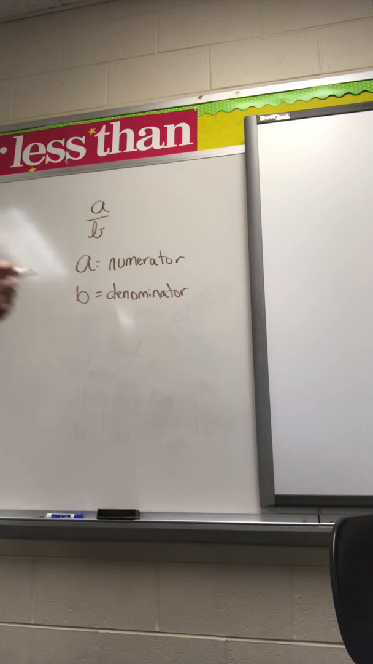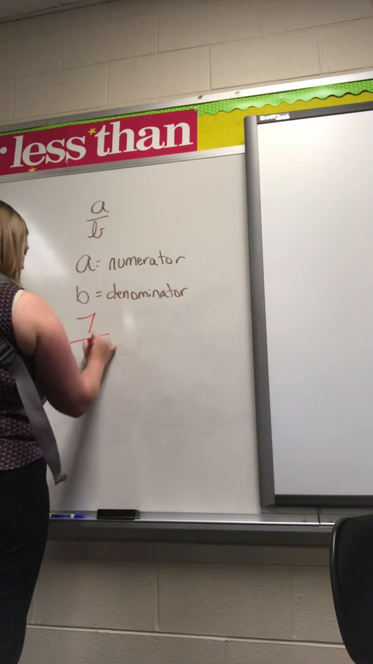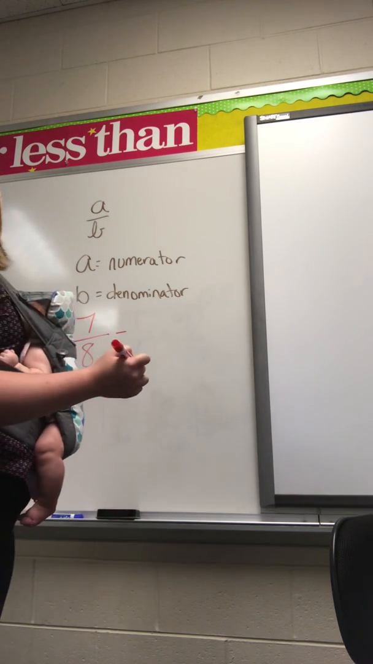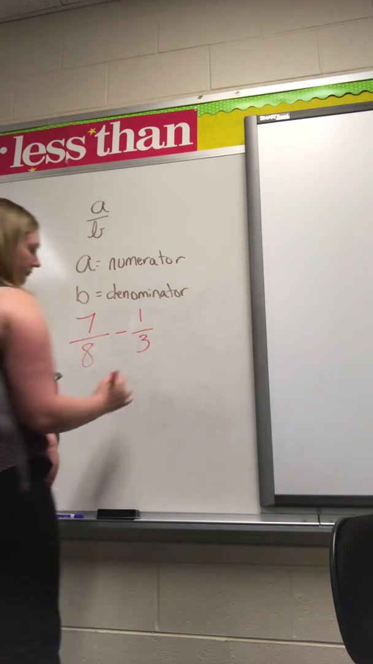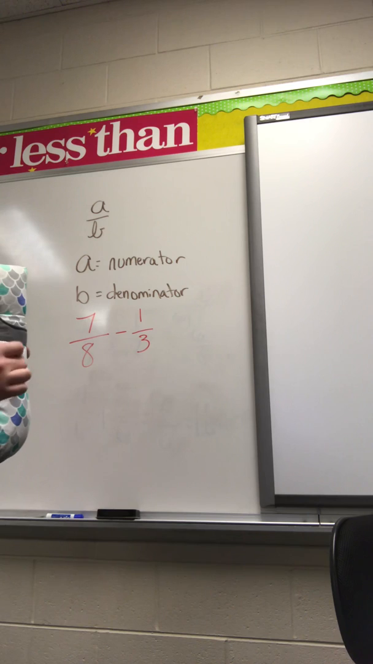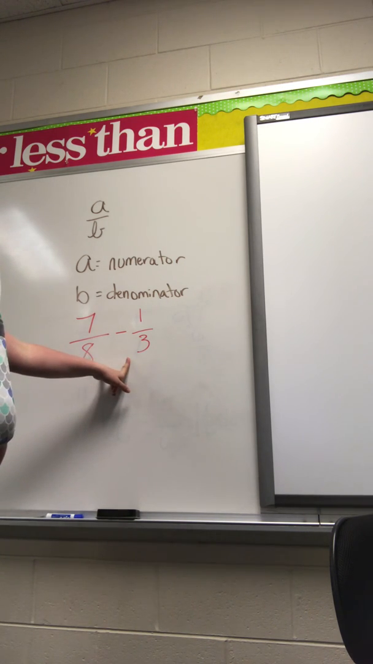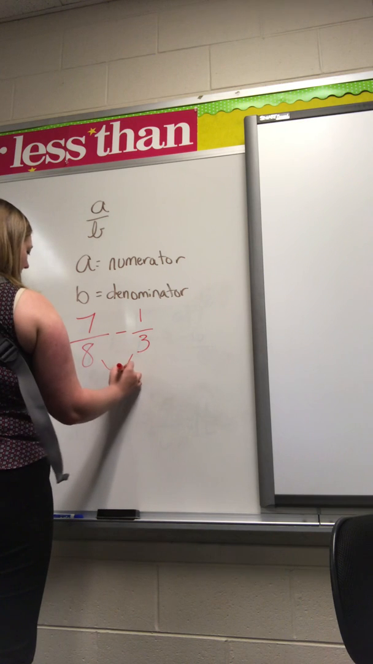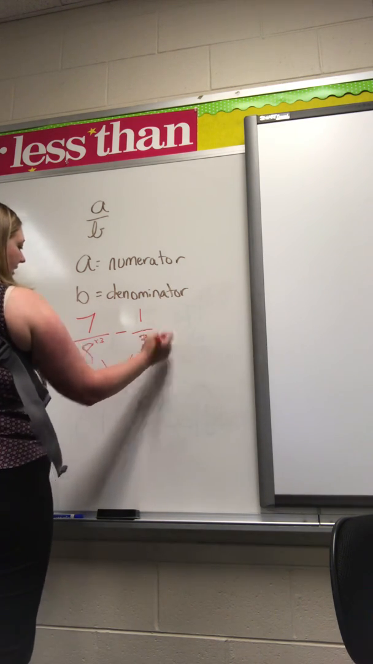Let's say that we had 7/8 and we were subtracting from that 1/3. 7/8 minus 1/3. These are unlike denominators. So the first thing I'm going to do is find a common denominator. That means that I multiply these by each other. 8 times 3, 3 times 8.